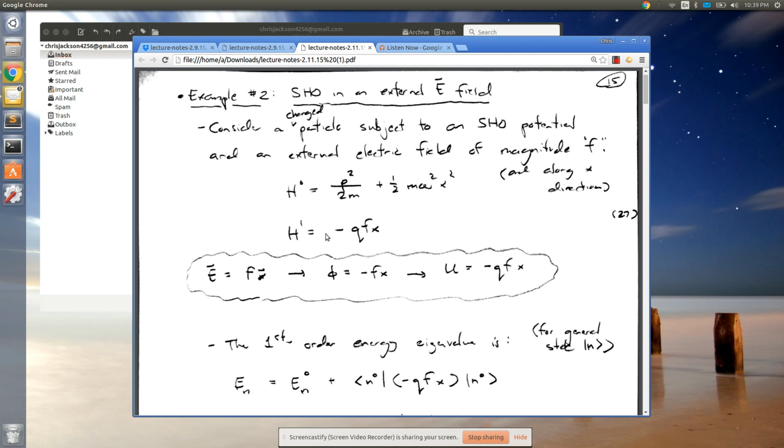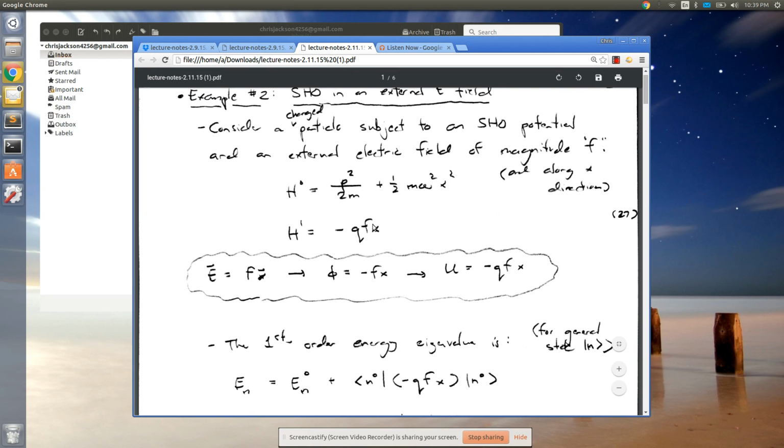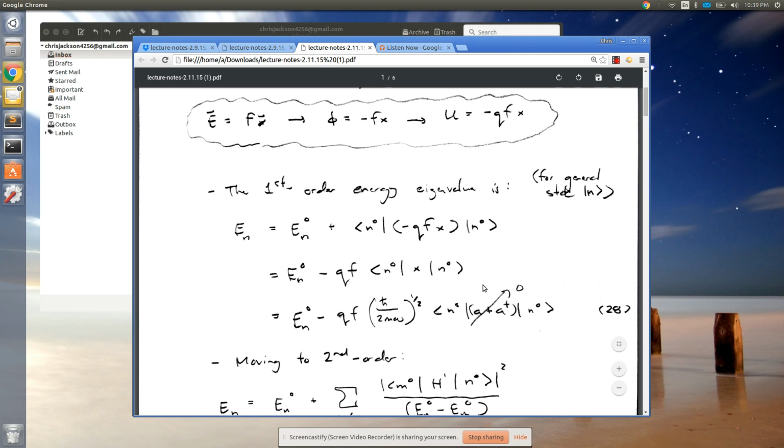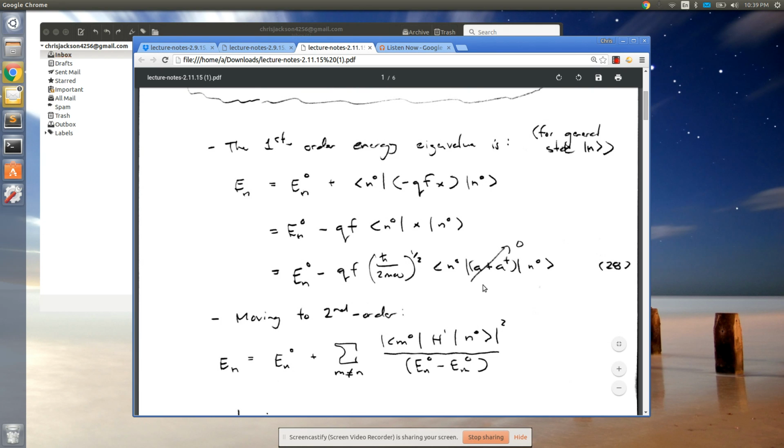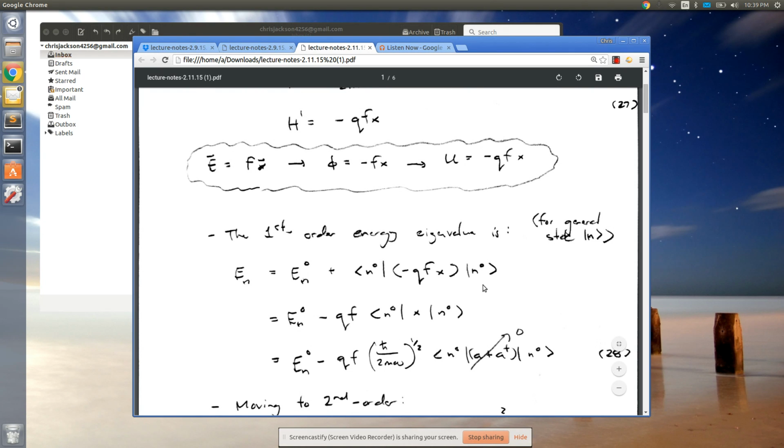If you're a little rusty on your E&M, I sketched out how to go from the electric field to the potential energy, and that was more for me than it was for you guys, hopefully.